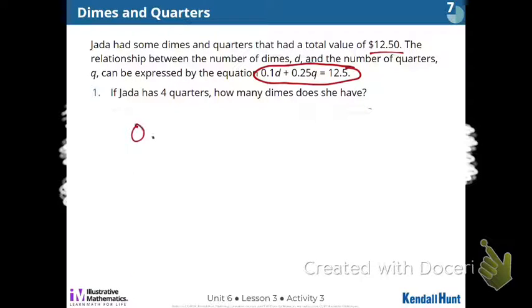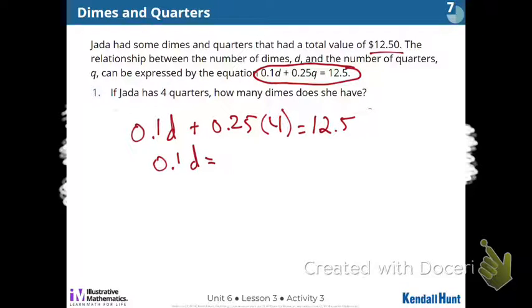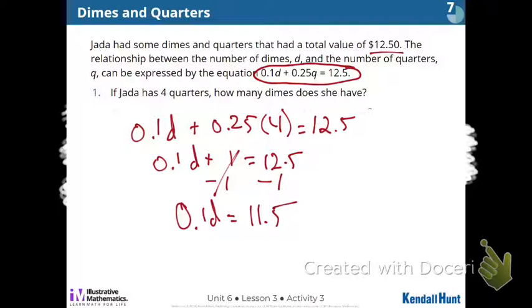So if she has 4 quarters, I have 10 cents per dime plus 25 cents per quarter for 4 quarters equals $12.50. How much money does she have in quarters? She has $1, right? 4 quarters is $1. And so then, from there, how much money would she need to account for in dimes? $11.50. If she has 4 quarters, she has $1, which means she needs $11.50 in dimes. So dimes is 115 dimes.